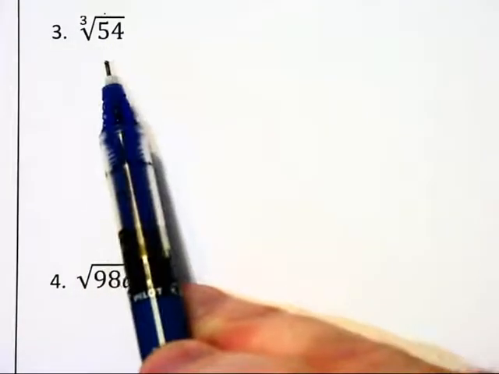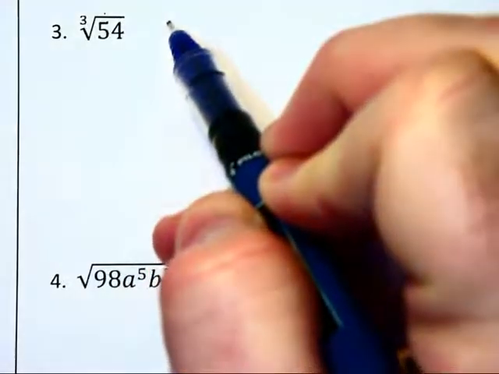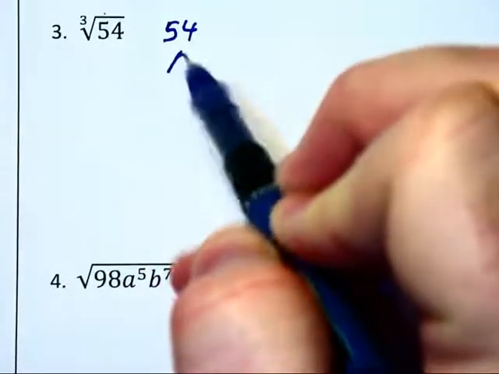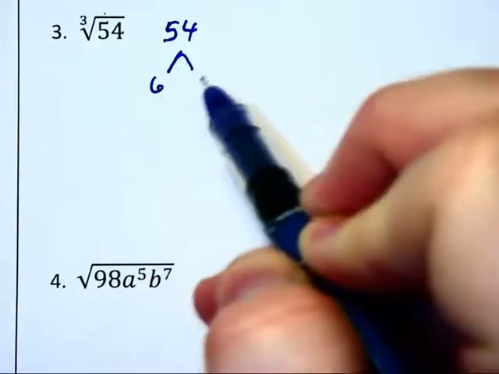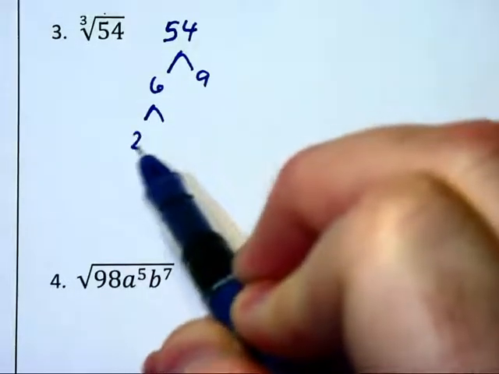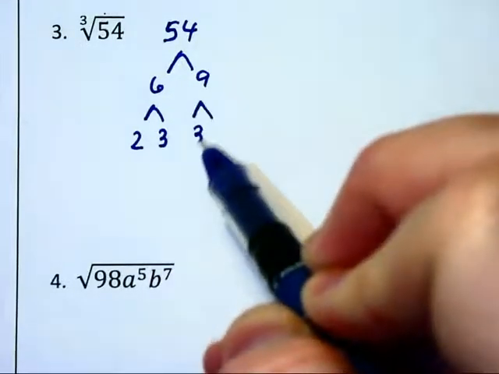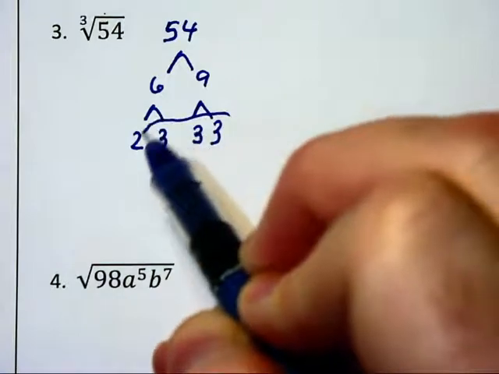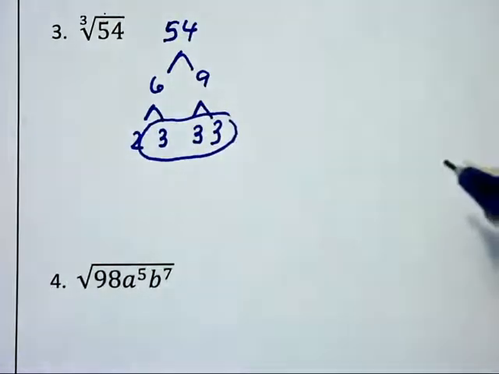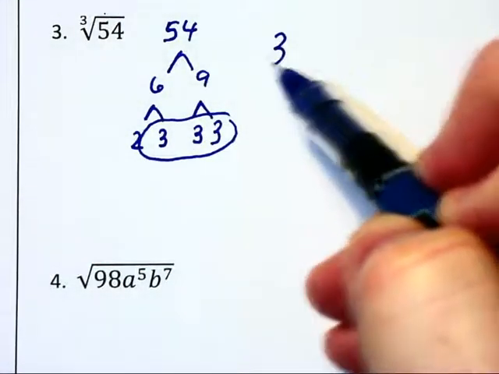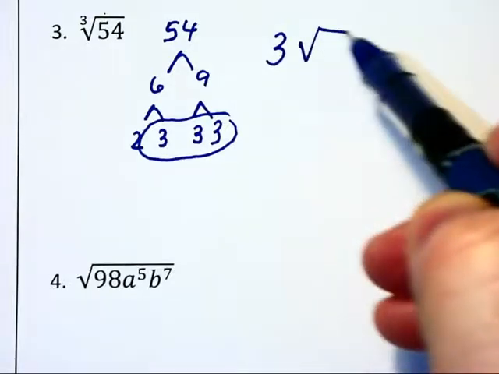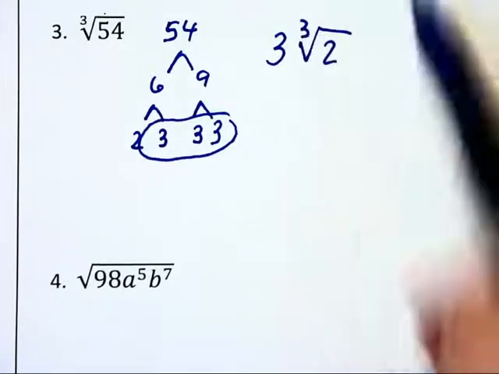When we have a cube root, you're looking for cubes inside, or 3 of a kinds if you're doing a factor tree. Here's 54, we break it into 6 times 9, and 6 is a 2 times 3, and a 9 is a 3 times 3. These 3 3's really represent a 3 cubed, and so we can bring that out as a single 3 and have a 2 left inside the cube root.